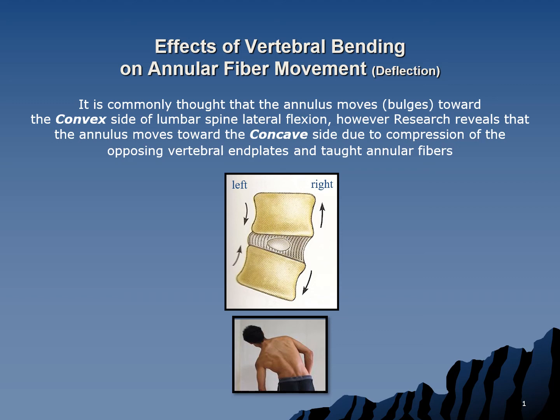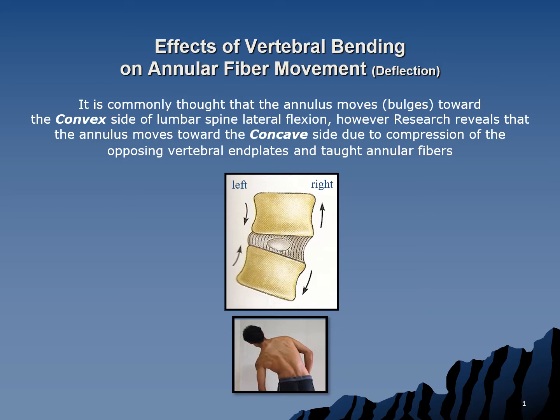Okay, what are the effects of lateral bending on annular fiber movement? This is a really important slide and important lesson. It's commonly thought, both in chiropractic colleges around the United States and out in the field as well, that the annulus moves or bulges toward the convex side of the lumbar spine during lateral flexion.